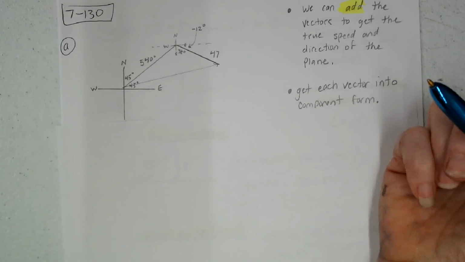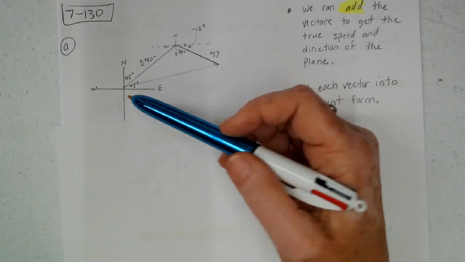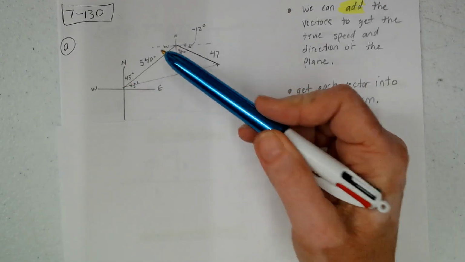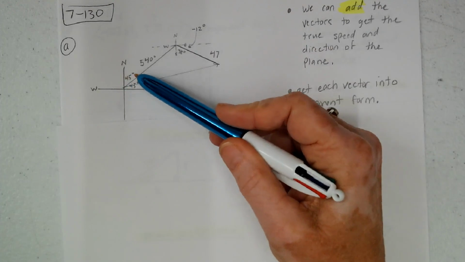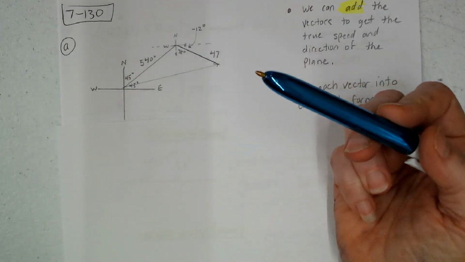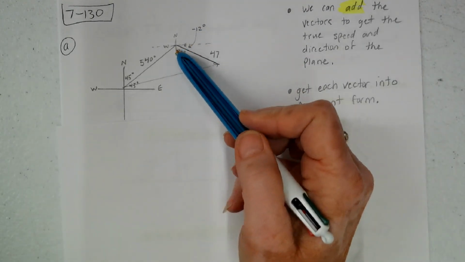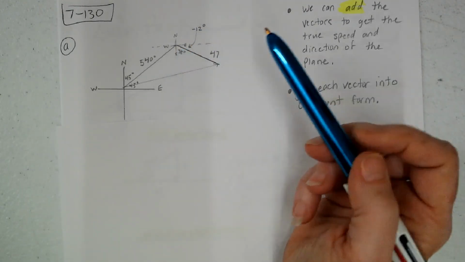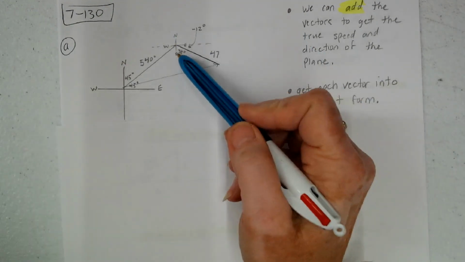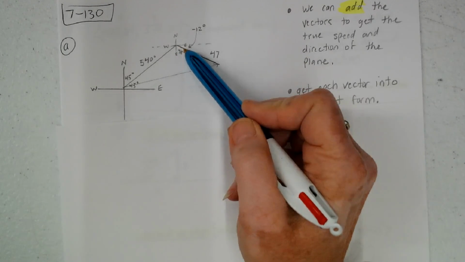Here's pre-calc. This is problem 7-130. It's about a plane that is flying with an airspeed of 540 miles per hour, in the direction of 45 degrees east of north, and it encounters a wind that is blowing in the direction of 78 degrees east of south. So 78 degrees east of south, if this is south, this angle is 78.